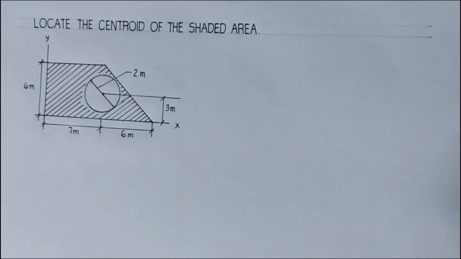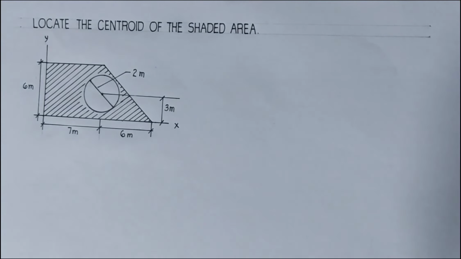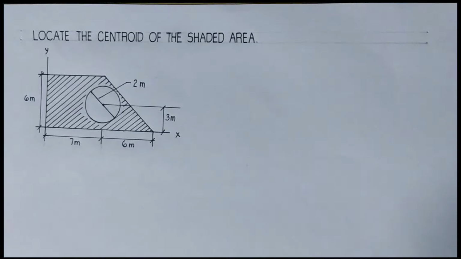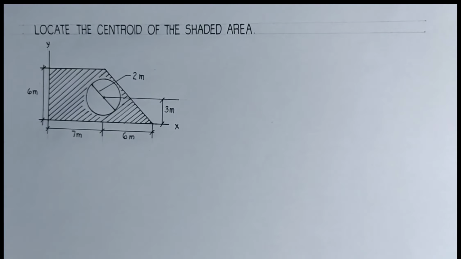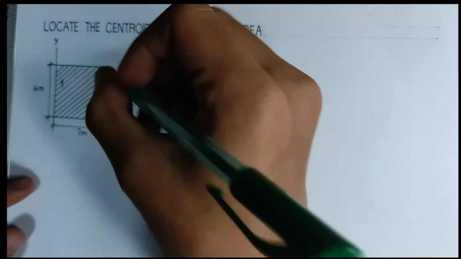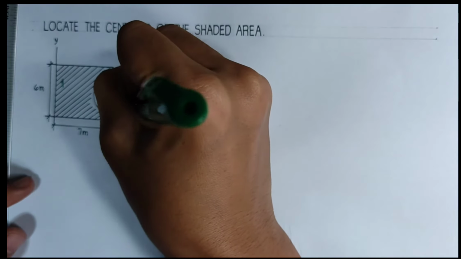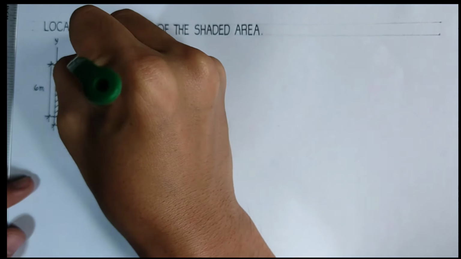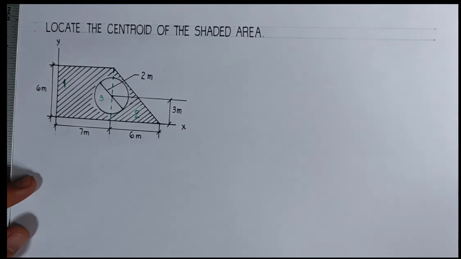To have a greater understanding, let's have an example. For the first problem, locate the centroid of the shaded area. The first thing we're going to do is divide the body into a finite number of composite parts that have simpler shapes. In this problem, we can divide this body into 3 parts: 1 for the rectangle, 2 for the triangle, and 3 for the circle.